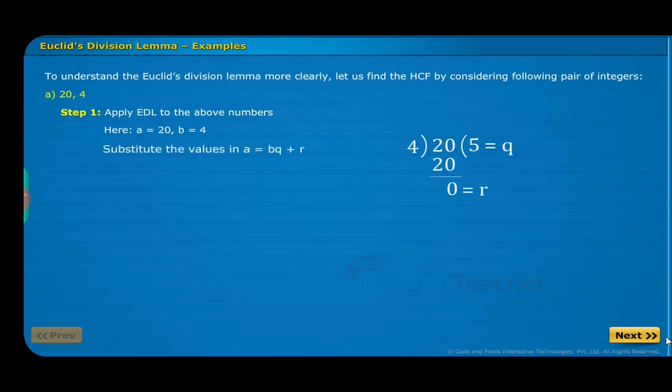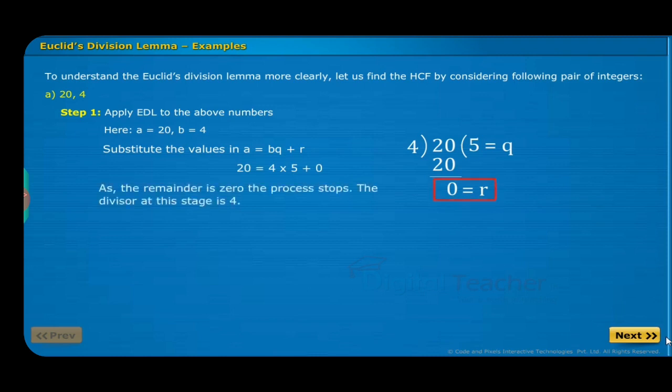Substitute the values in a is equal to bq plus r. So when 20 is divided by 4, we obtain quotient q as 5 and remainder r is equal to 0. Substituting the obtained values of q and r in the above expression, we obtain both LHS and RHS equal. That is, 20 is equal to 4 into 5 plus 0.